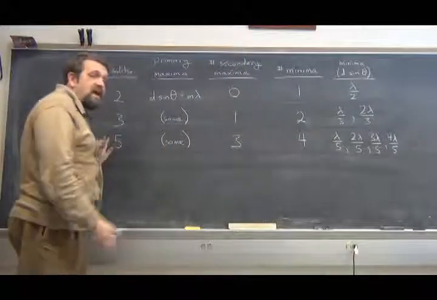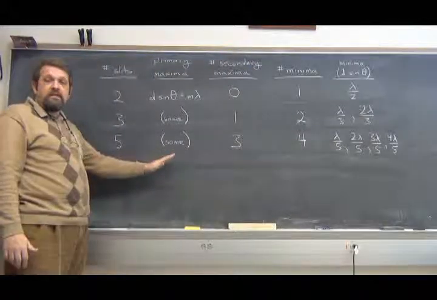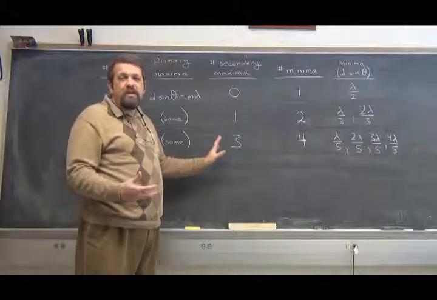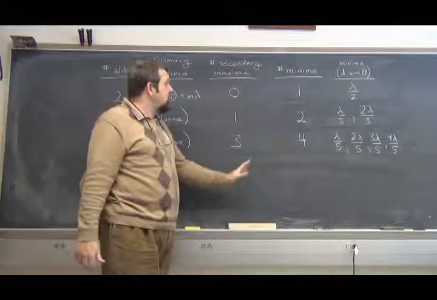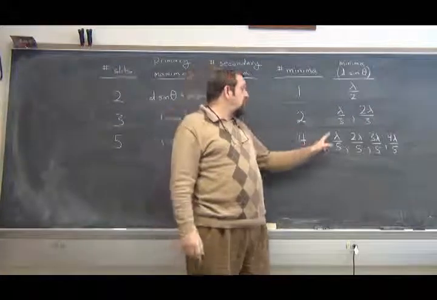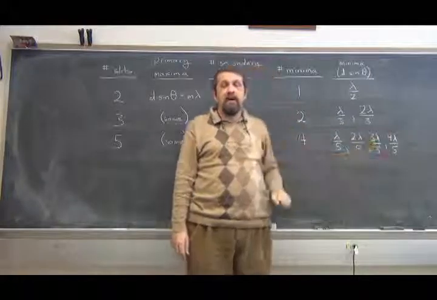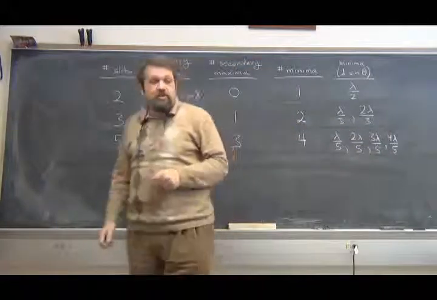When we had 5 slits, the maxima were located in the same place, but there were 3 secondary maxima in between each pair of primary maxima, and 4 minima located at lambda over 5, 2 lambda over 5, 3 lambda over 5, and 4 lambda over 5. So in fact, that's a general pattern.